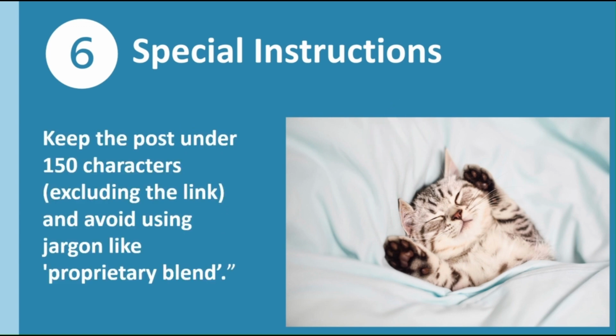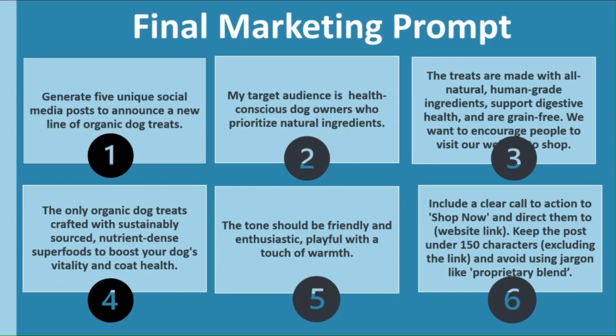So here's the example to add to our marketing prompt. Keep the post under 150 characters and avoid using jargon like proprietary blend. That's what I mentioned earlier, where you can actually have instructions for words or phrases to not be included in the marketing content. Now let's pause here for a moment and see what our prompt looks like so far. Here are the 6 layers we created: purpose, target audience, key information, a unique value proposition, style and tone, clear call to action, and special instructions.